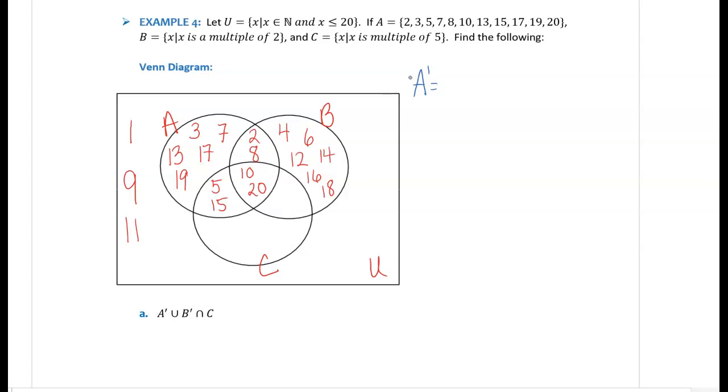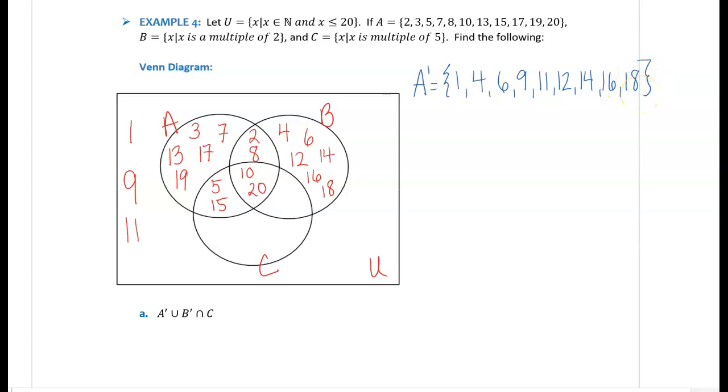There are two ways of thinking of this. You can look at set A, compare it to the universal set, meaning go from my natural numbers from 1 to 20 and only write down those elements not present in set A. So for us, we would have 1, 4, 6, 9, 11, 12, 14, 16, 18.